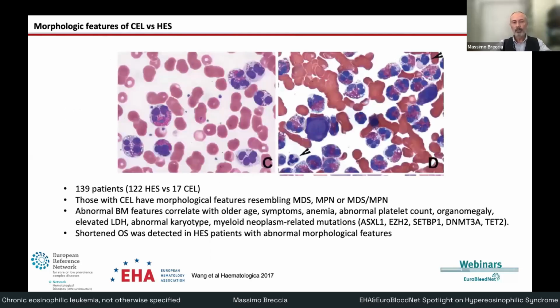And another important paper in 2017, again by Wang and colleagues of MD Anderson, with 139 patients, showed a very strong correlation between morphological features and all the other features that could be associated with CEL-NOS, such as anemia, organomegaly, abnormal platelet count, and abnormal karyotype. And in patients with somatic mutations, there was a shortened overall survival as compared to patients with hypereosinophilic syndrome.